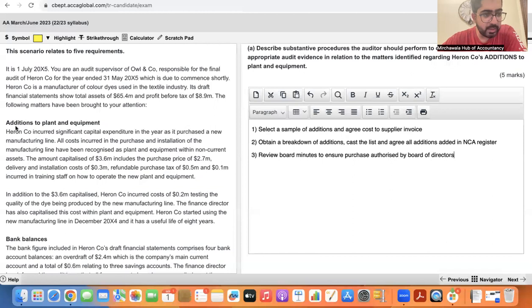Okay. Here, there are no sample of additions. There is just one addition. Here the company incurred significant expenditure as it purchased a new manufacturing line. There was just one, not multiple. All costs incurred have been recognized as plant and equipment with a non-current asset amount capitalized of 3.6 million, which includes purchase price of 2.7 million, delivery cost of 0.3, and so on. So there are no sample of additions, there's just one addition.